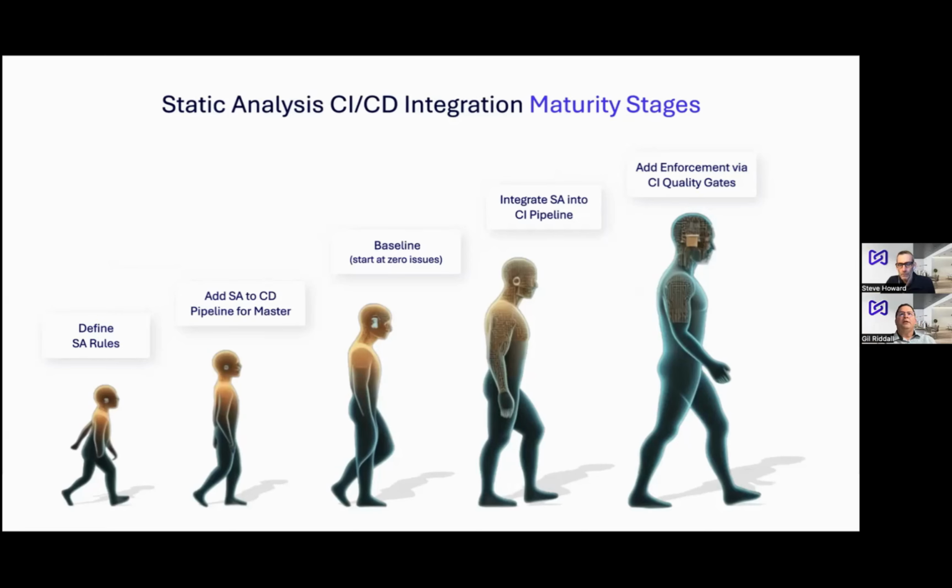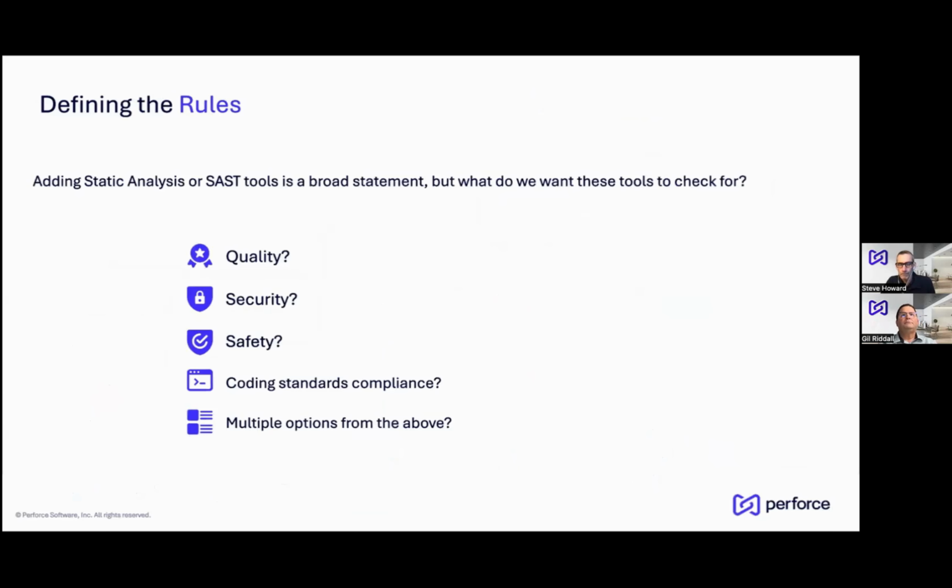Then you can look at integrating your SA into the CI pipeline. This is where you're starting to look at all of the branches and pull requests to make sure that you're scanning all of those for issues. And then finally, you can add some CI quality gateways or gates to enforce accuracy. When you are scanning your code, you can set thresholds and say, okay, if we've got a certain number of defects, then we're going to fail this release and we'll have to go back and address those issues, as an example.